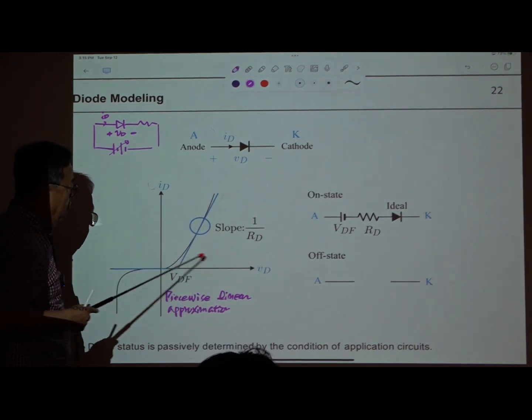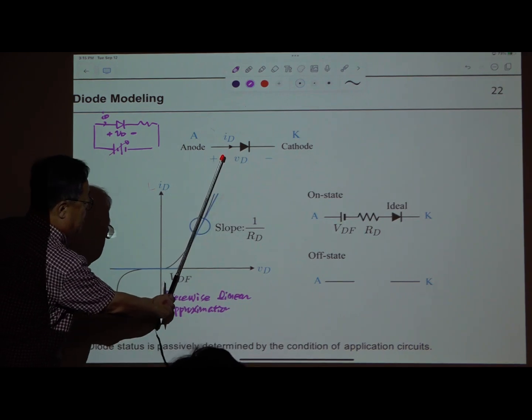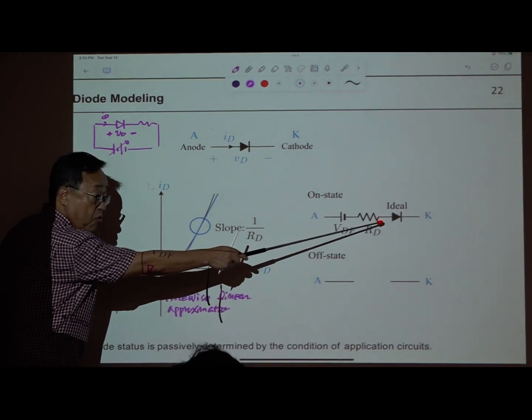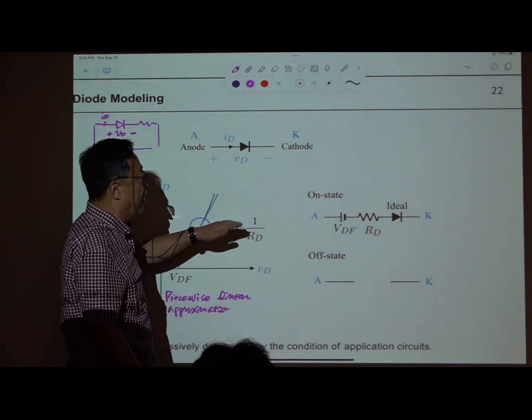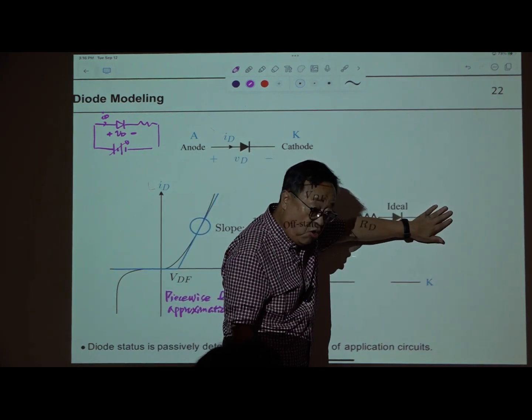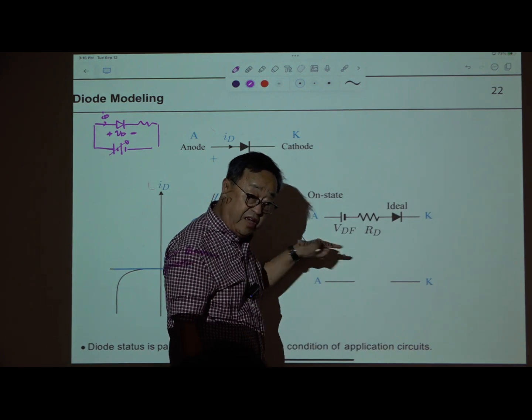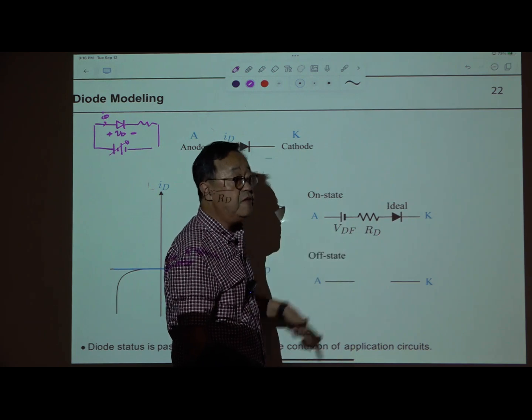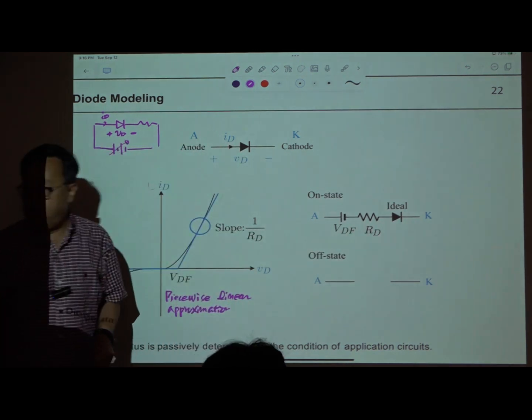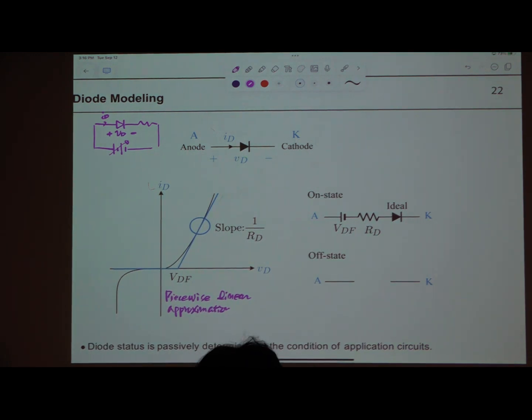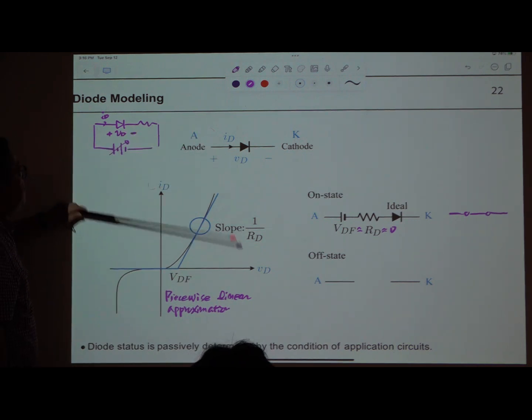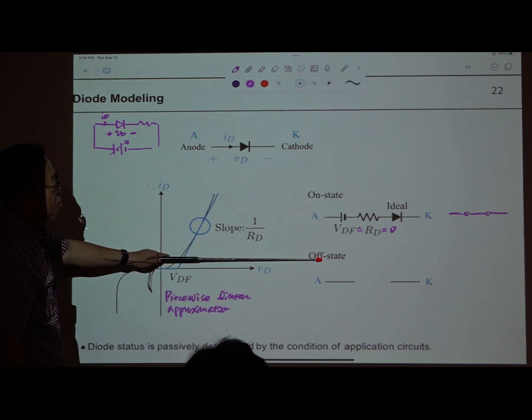So in on state, we have one DC voltage source and one resistor here, and an ideal diode. The ideal diode is shown when the voltage here is larger than the voltage at this terminal, but it carries current only in one direction, from anode to cathode. Okay. Ideally, VDF becomes very small, and the RD, the on-time resistance, becomes very small. Then you can replace this with a short circuit.